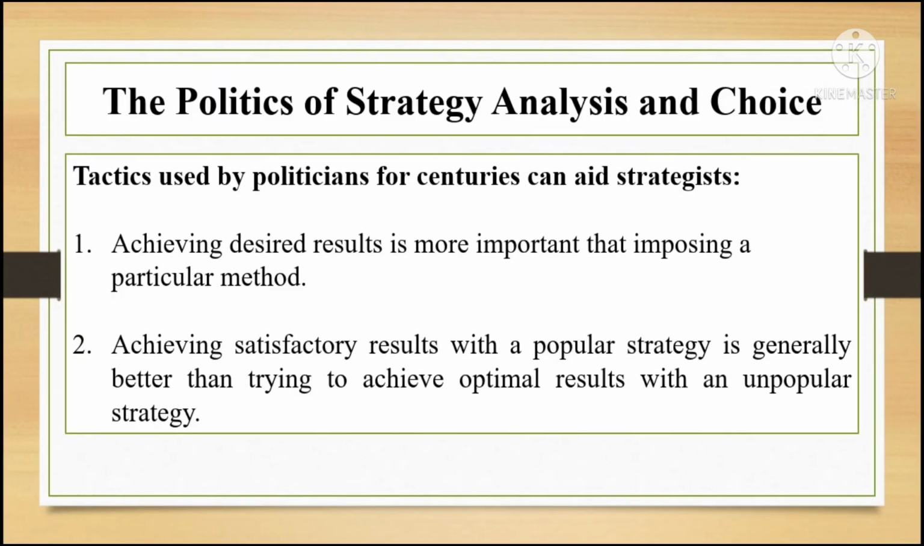The politics of strategy, analysis, and choice. Tactics used by politicians for centuries can aid strategists. Number 1. Achieving desired results is more important than imposing a particular method. Sometimes people only see the result but not the process. Kung may way or paraan naman para mapadali ma-achieve ang goals, bakit hindi na lang iyon ang gawin? Number 2. Achieving satisfactory results with a popular strategy is generally better than trying to achieve optimal results with an unpopular strategy. Katulad ng number 1, kung may madaling way naman, ayun na lang.